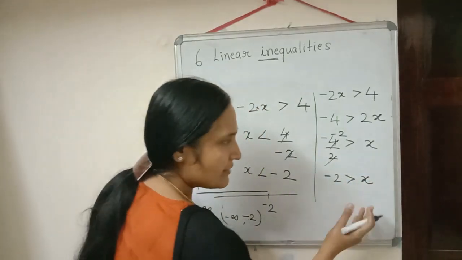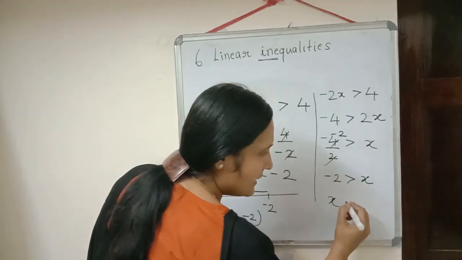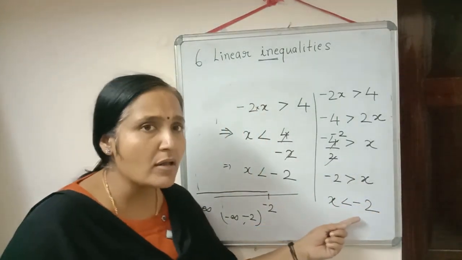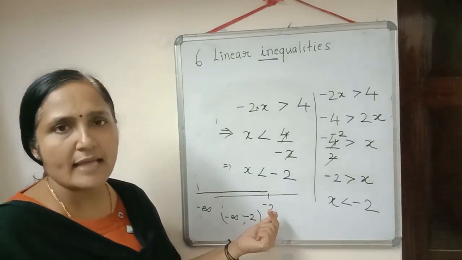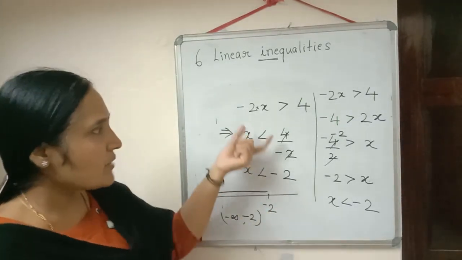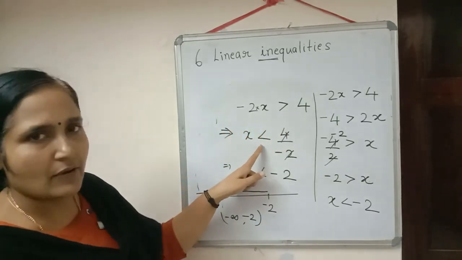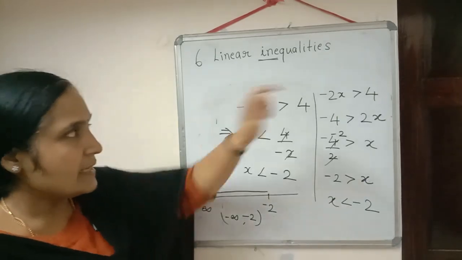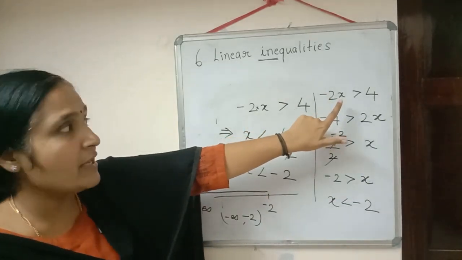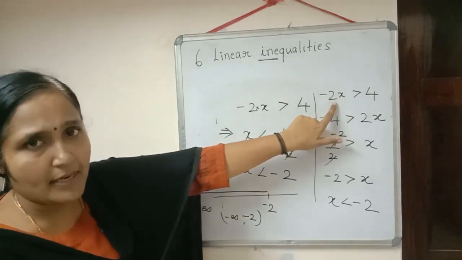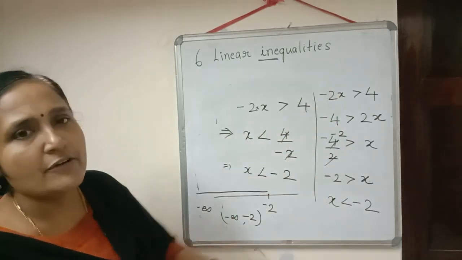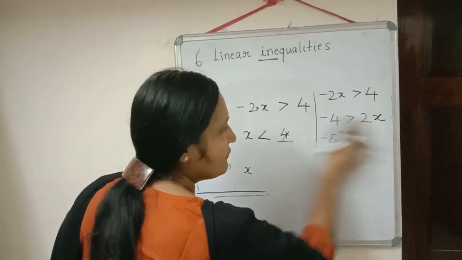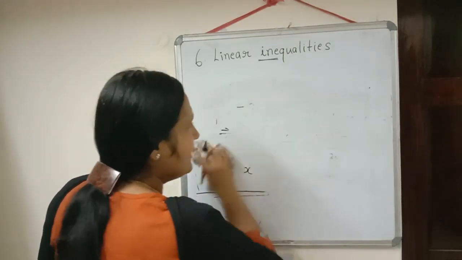Or if you write it in reverse, what will come? x less than minus 2. So again x will take all the values which are smaller than minus 2. So either you can change the sign of inequality, or if you don't want to change the sign of inequality, just make positive the term in which we have the variable. Take care of that. Now we will do some questions, then this concept will be clear to you. So all of you now write down the question.